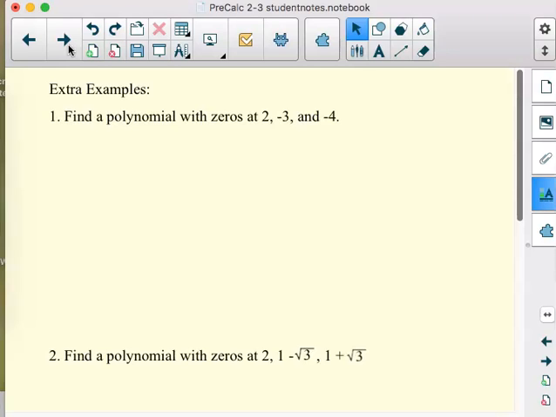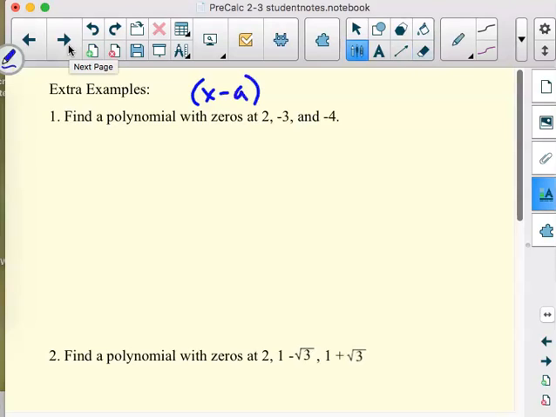And this one says we want to find a polynomial with zeros of 2, negative 3, and negative 4. And that takes some backwards thinking because we have to realize that those came from, I believe your book uses an x minus a factor.